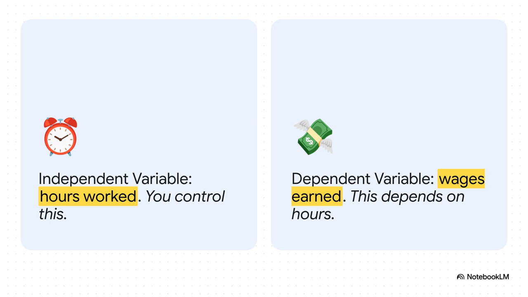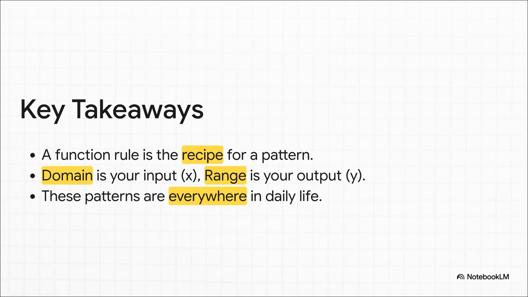You've totally got this. So, let's wrap this up with the key takeaways. 1. A function rule is nothing more than the recipe for a pattern. 2. The domain is what you put in, the range is what you get out. And 3, probably the most important part, these patterns aren't just in a math book. They're literally everywhere, from your phone bill to your paycheck.